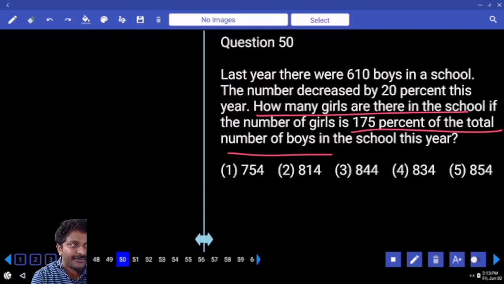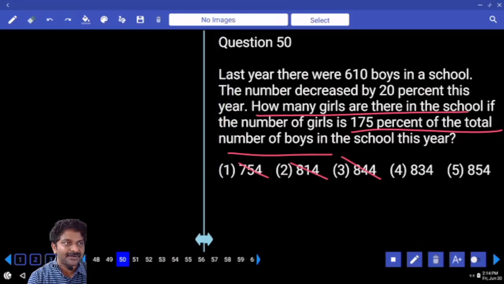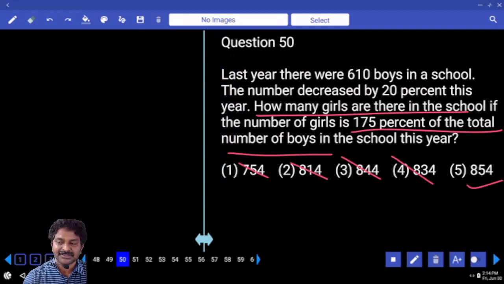175% in the sense 7 by 4 only. In the numerator, what is there? Then the answer must be a 7 multiple. If you can verify the 7 multiple, that's good. First option, no, not a 7 multiple. Second option is not a 7 multiple. Third option is not a 7 multiple. Fourth option is also not a 7 multiple. Fifth has to be your final answer.